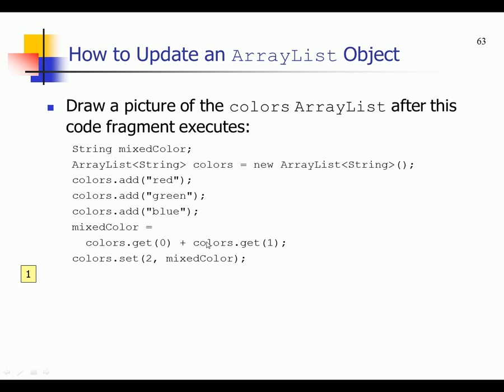The string REDGREEN. That's all it is. Then colors.set(2, mixedColor). What's position 2? Blue. So at position 2, set mixedColor. So position 2 now contains red-green. Position 0 is still red, position 1 is still green, position 2 was blue, now it's red-green. Everybody see that? So what we did is we just replaced 2.